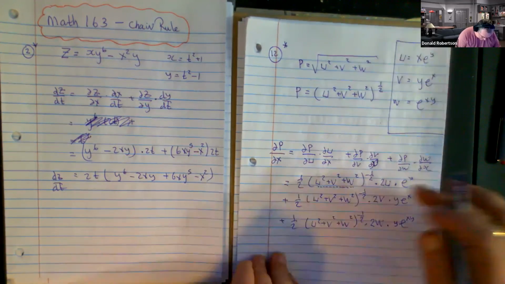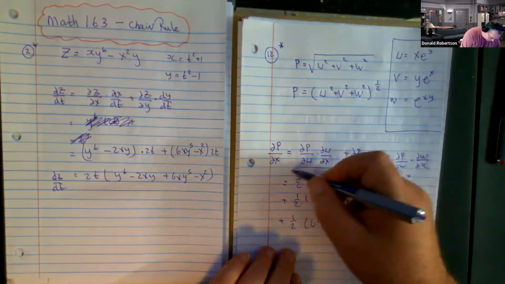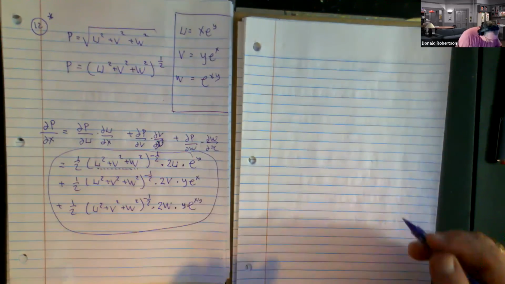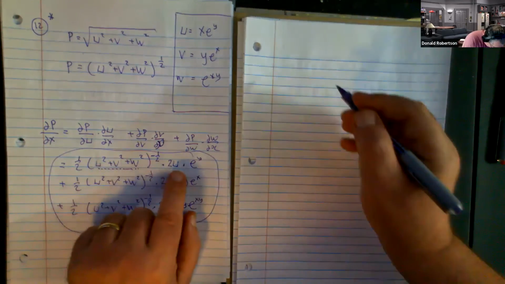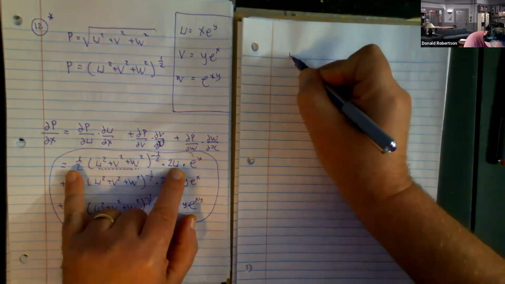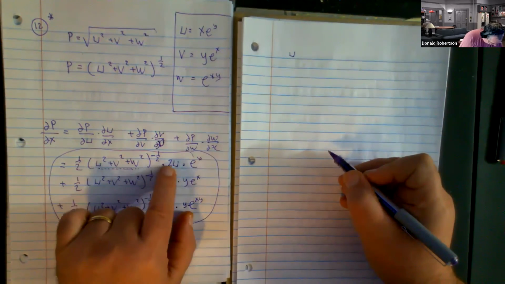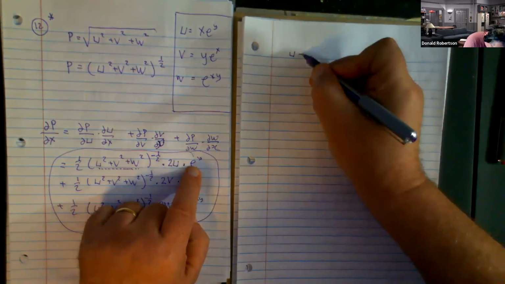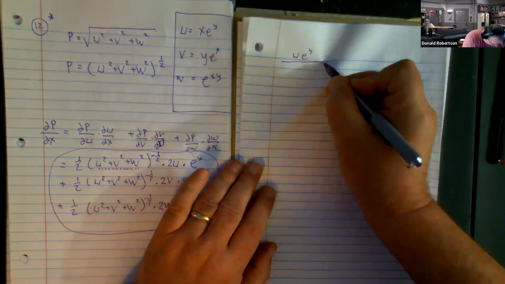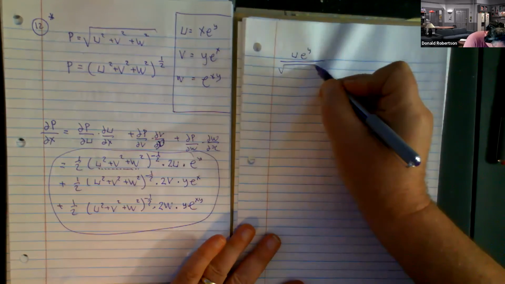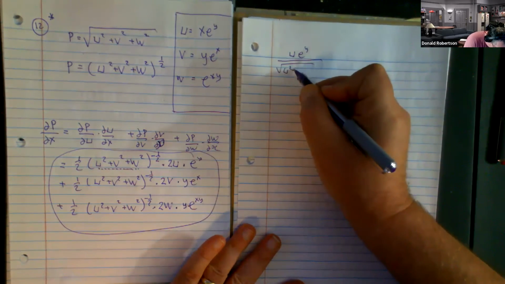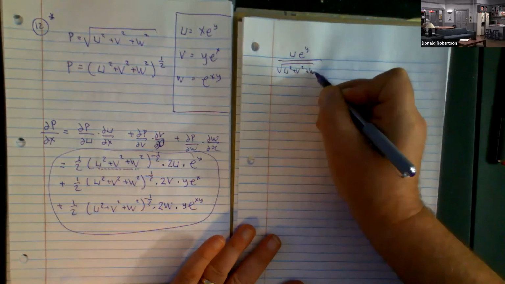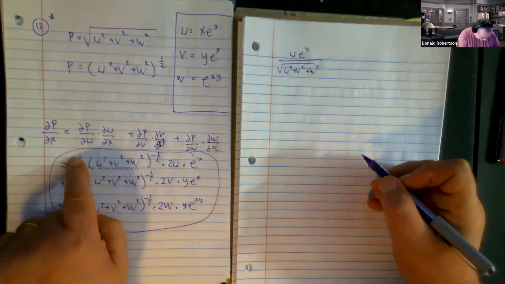Now, this expression, well, it's really three of them, has got a fair amount of stuff that I can do. So I'm going to tidy up each piece separately. So this times this gets me u. The 2s cancel out. And I get an e to the y. And the whole thing is going to be over the square root of u squared plus v squared plus w squared. So that's the first one.